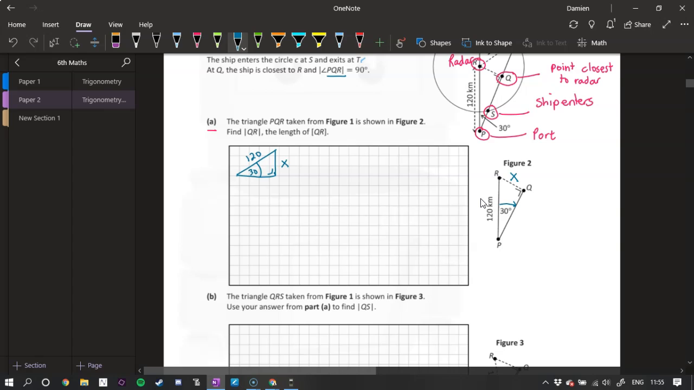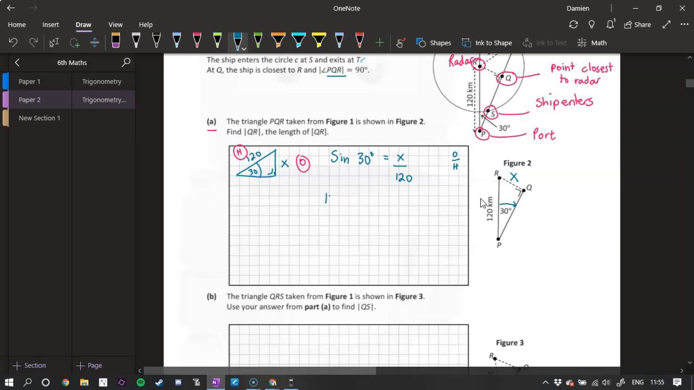So basically, we've got an unknown side, and from our revision notes, you should know what to do. Labeling each of the sides, working off the angle of 30 degrees, this is the opposite side, and working off the right angle, this is your hypotenuse. And the only thing that works with hypotenuse and opposite is sine. So the sine of 30 degrees is equal to the opposite over the hypotenuse, which here is x over 120.